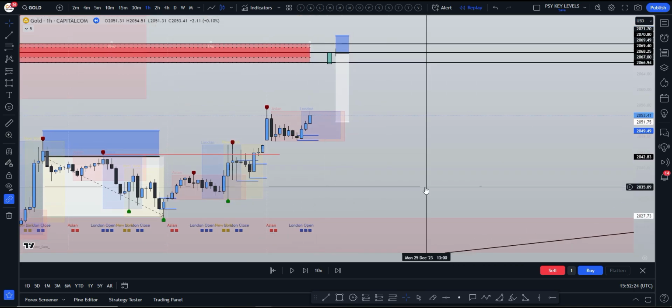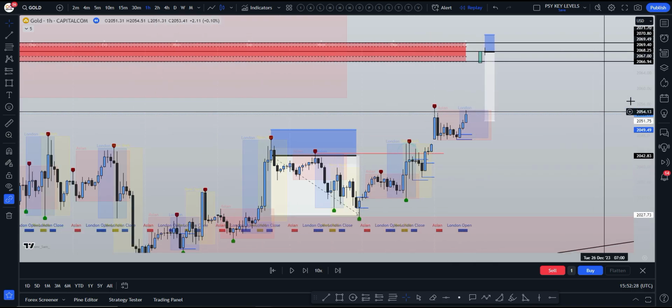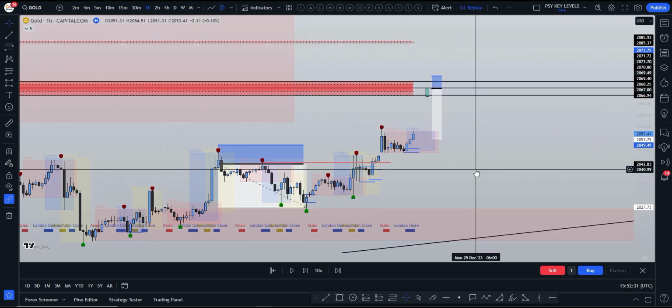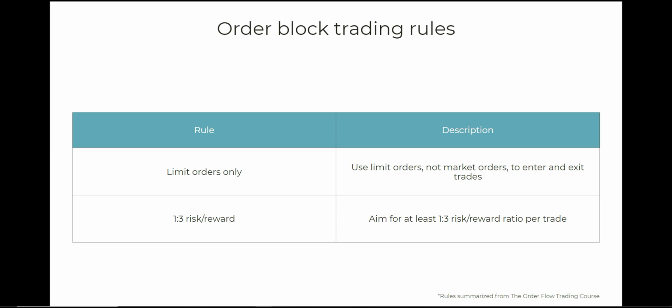So like I mentioned before, you gotta do your research, you gotta do your backtesting, you gotta put time and effort into this, stick to one strategy, one that suits your personality, and that's how you gotta go with it. Okay, order block trading rules, and make sure you stick around for this, guys, because this is going to be very, very important.